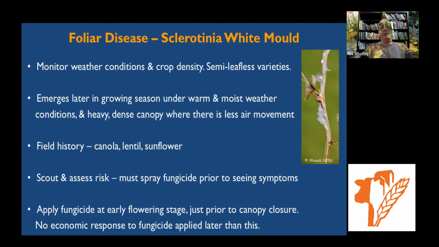It emerges later in the growing season under warm and moist weather conditions and heavy dense canopy where there's less air movement. So scout and assess. You have to actually spray the fungicide before you see any symptoms. I know you're all familiar with this with canola as well. Apply a fungicide at early flowering stage, just prior to canopy closure. Once the canopy closes, you can't really get down and penetrate it, so there's no economic response to fungicide after canopy closure.